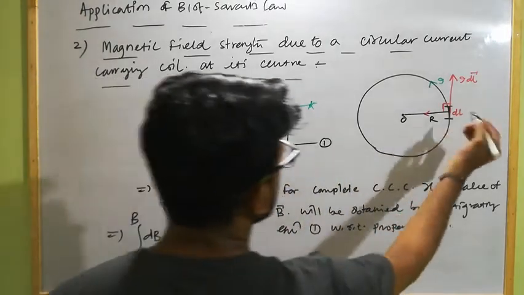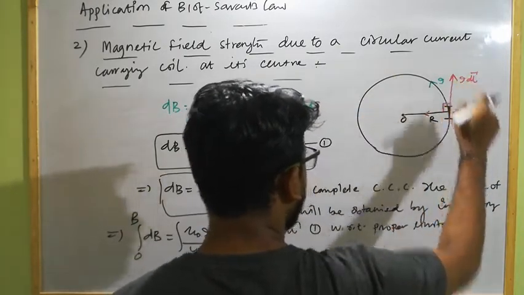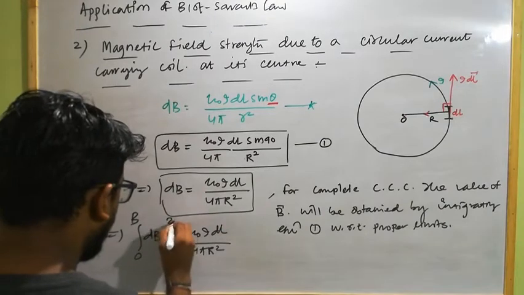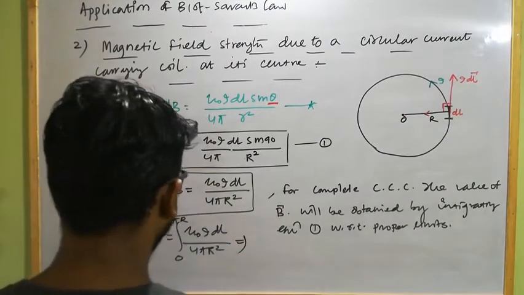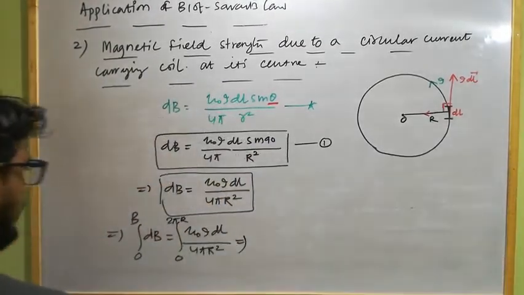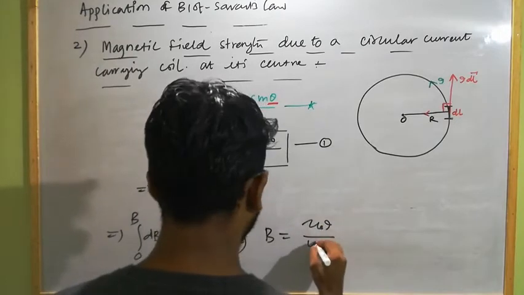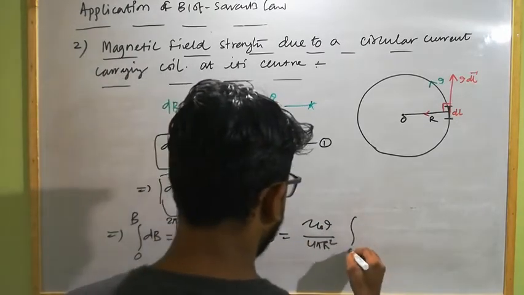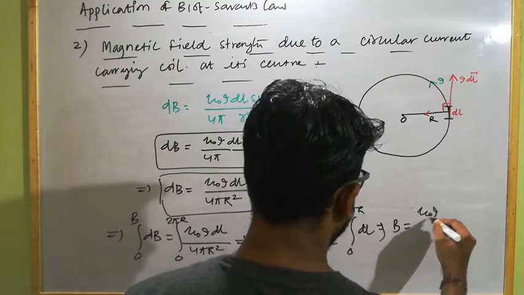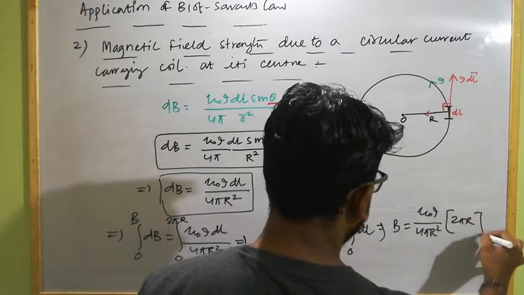Integration. Here the variable is dl, the current carrying element, and its length varies from 0 to the complete length of the circular coil, that is the circumference of the circular coil of radius R, which is equal to 2 pi R. So its limit varies from 0 to 2 pi R. So B equals mu naught I by 4 pi R square, integration of dl from 0 to 2 pi R. This implies B equals mu naught I divided by 4 pi R square into 2 pi R.